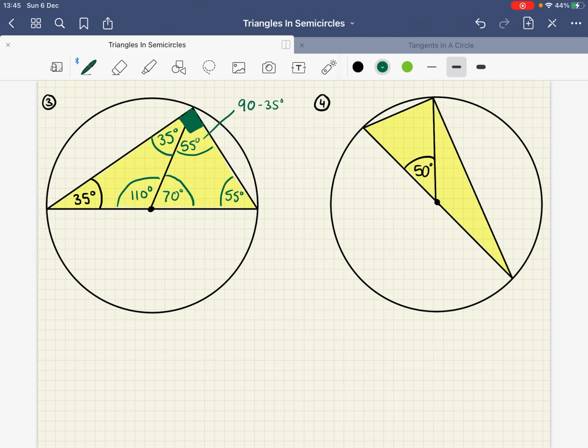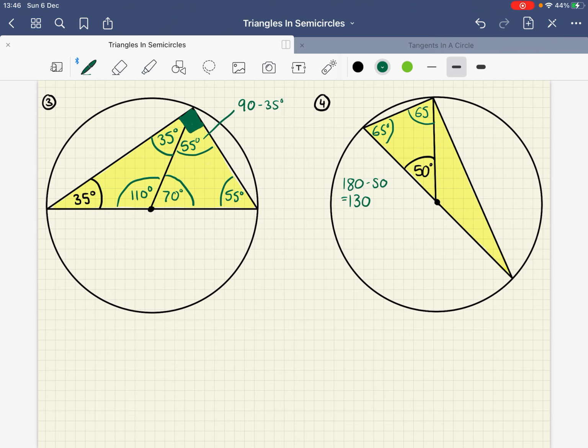And then same idea for our last one. So I've got that 50 degrees. I've got my isosceles triangles again because those lines there make up my radius. So that means this angle and this angle are the same. So 180 take away 50 gives me 130. Divide that by 2, that's going to give me 65, and 65.